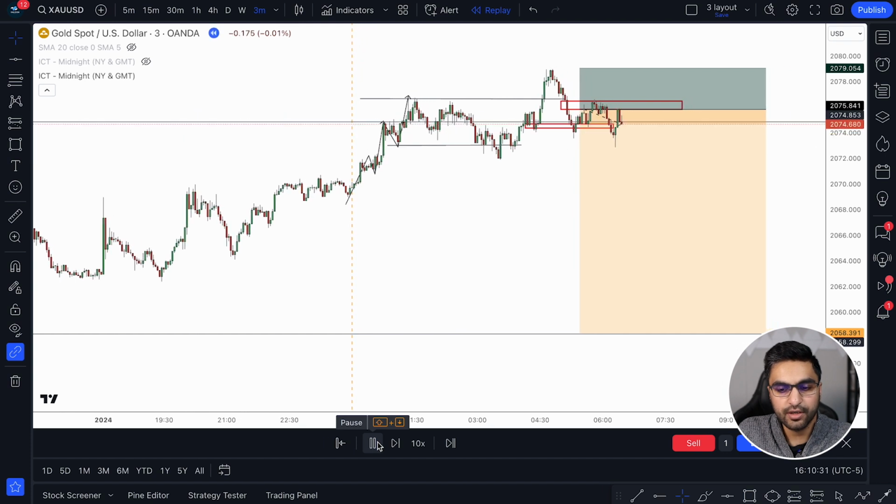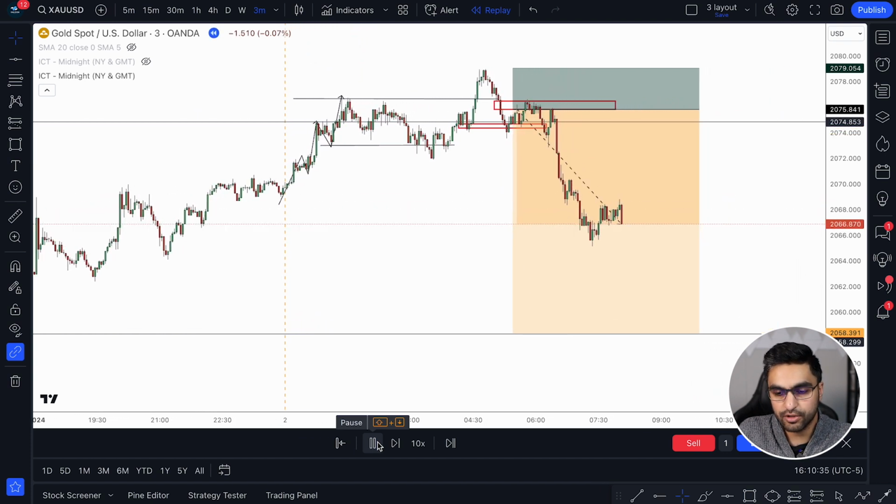Trade just got executed, and sellers have already started to make a movement to the downside. And here you go. Take profit just hit.